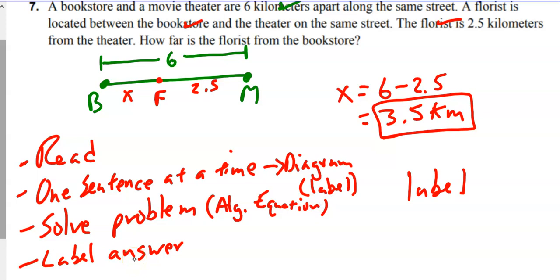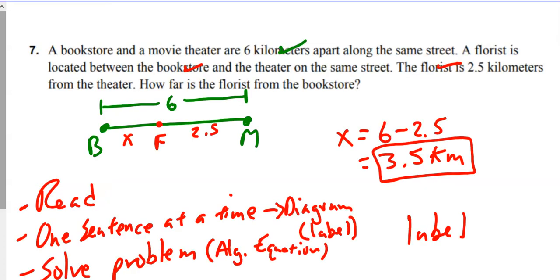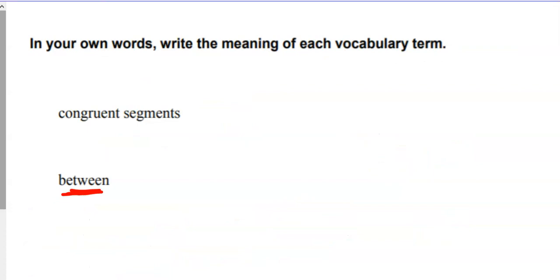Okay? All right, last but not least, I want you to finish this up on your own. Flip back into your journal here. In your own words, I would like you to write the meaning of each of these vocabulary terms from what we just talked about. And we'll recap those when we come back to class, okay? The hint for this one, you might want to look at what we did with this. Notice the word between is right here in number 7. So think about that one just a little bit, okay? But congruent segments we talked about, and then between we talked about in problem 7. So wrap those up, and then we'll discuss them in class.